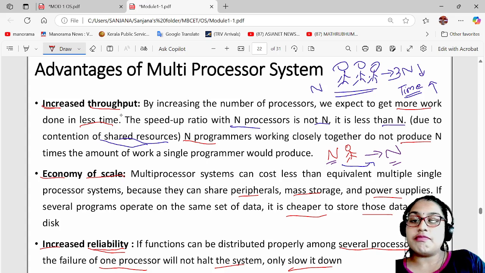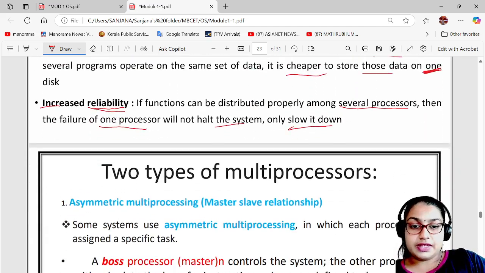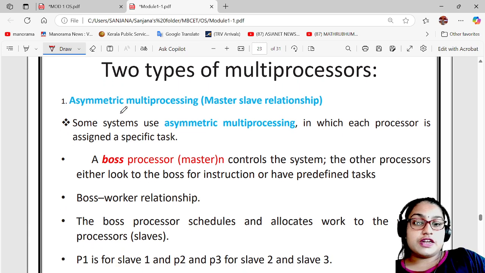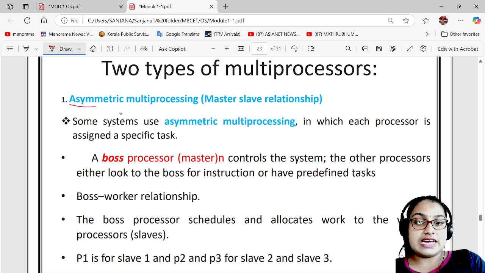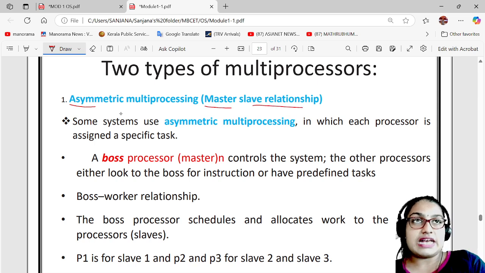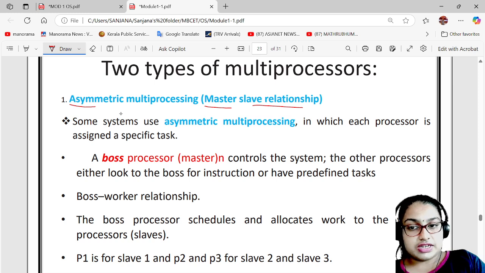The advantages of a multiprocessor system are increased throughput, economy of scale, and increased reliability. Now, in multiprocessor systems there are 2 types. If one is asymmetric multiprocessing, the other one is symmetric multiprocessing. Asymmetric multiprocessing means they have a master-slave relationship. Asymmetric means there is no equality; there is some sort of asymmetry inside it. Master-slave relationship is another name for asymmetric multiprocessing.